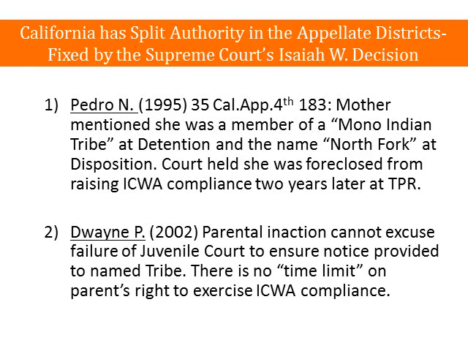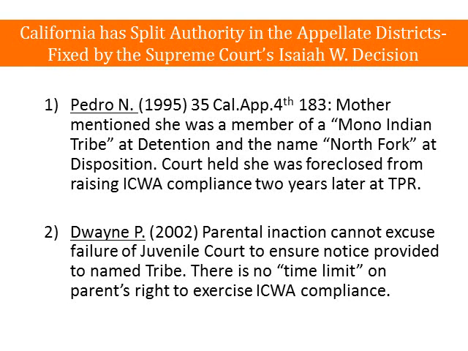California had a split of authority in its judicial districts on this issue, the underlying issue about foreclosure or forfeiture. The Pedro N. case was an earlier case where the mother had actually said the name of two different tribes, similar to this case, more specifically though, and that ruling said that she was foreclosed from raising compliance 2 years later at the TPR. I don't remember if she had appealed or done anything, but the Pedro N. ruling was if you don't appeal it then, if you don't ask for review, it's foreclosed, it's waived, it's gone. Dwayne P. took the opposite view.